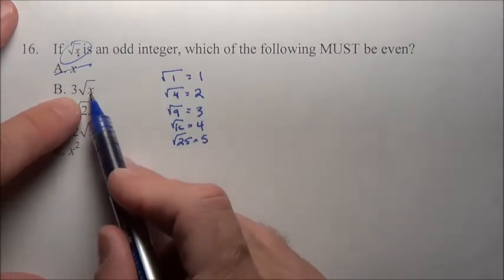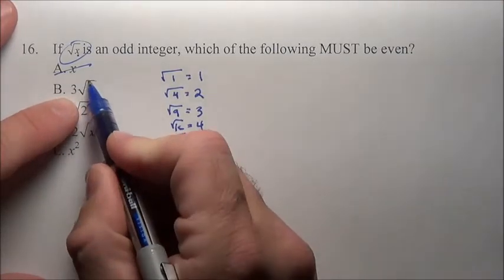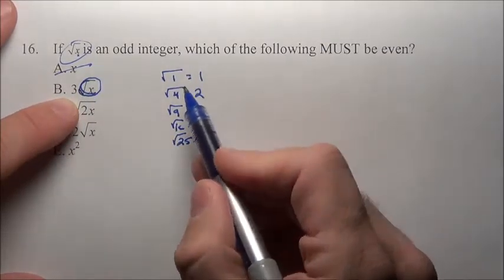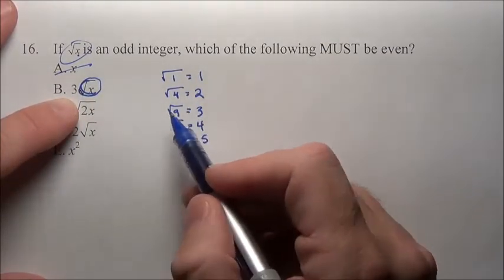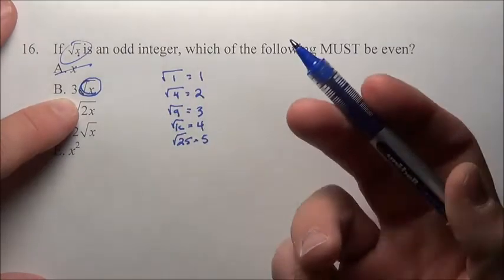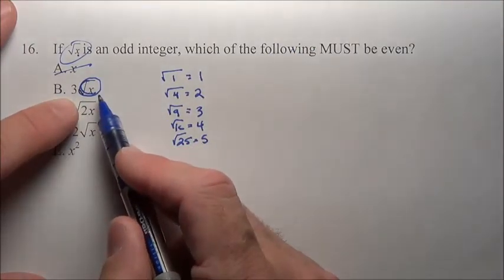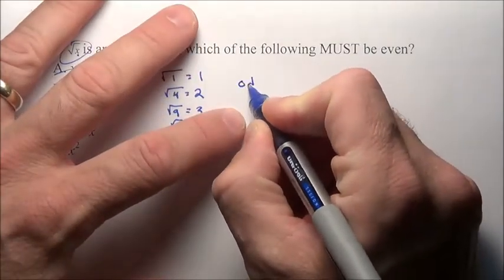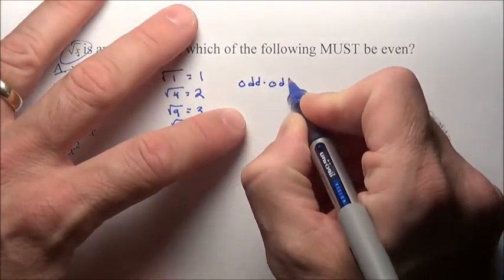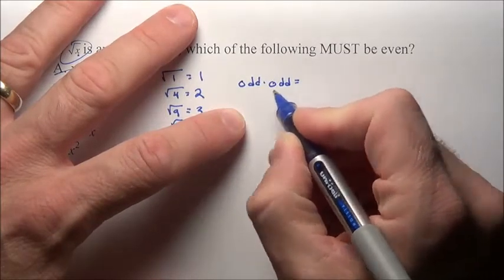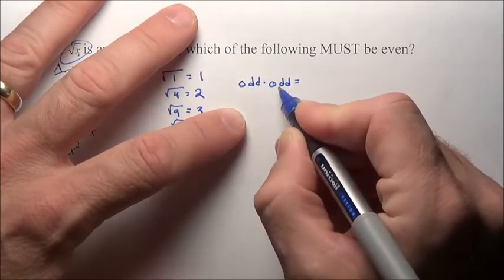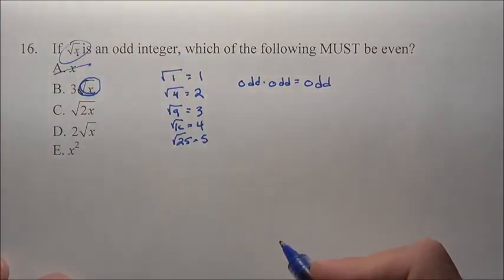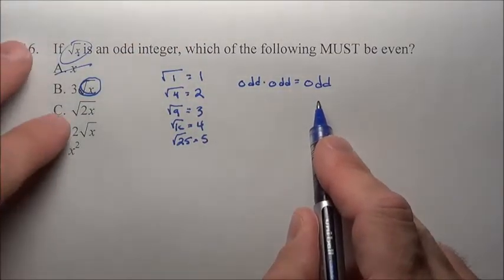What about 3 times this guy? Well, we just said that this square root is an odd number. 3 times an odd number: 3 times 1, 3 times 5, 3 times 7. All those odd times an odd create an odd answer. So that is one rule we realize: if we have an odd times an odd number, like 3 times 3 or 3 times 7, you're going to get an odd answer every single time. That's something we should realize.